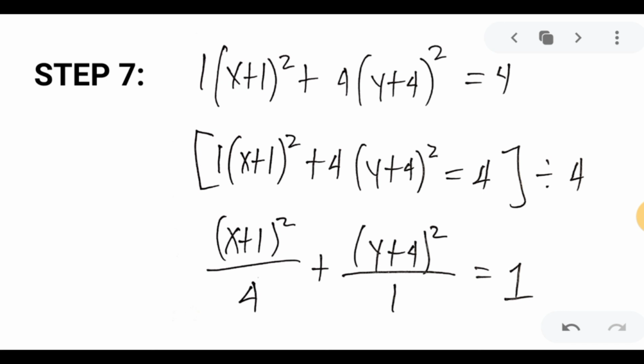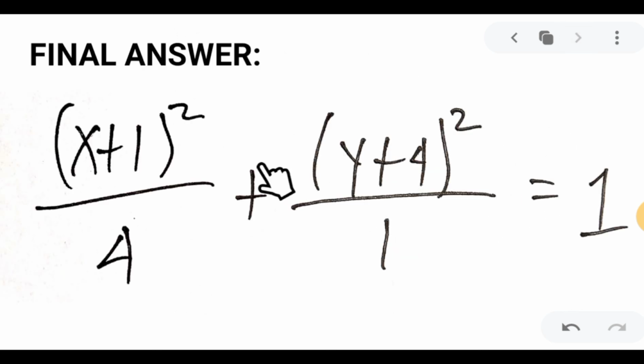For step 7, you have to divide the whole equation by its constant term, which is 4. Dividing that is 4 divided by 1 over 4 here at the denominator, and then the square of the binomial is at the numerator. Then 4 divided by 4, that is 1 at the denominator here, and then the square of the binomial at the numerator. Then 4 divided by 4, that is 1. Therefore, the final answer is x plus 1 squared over 4 plus y plus 4 squared over 1 equals 1.